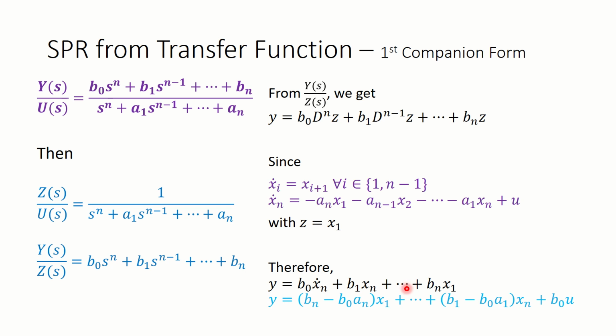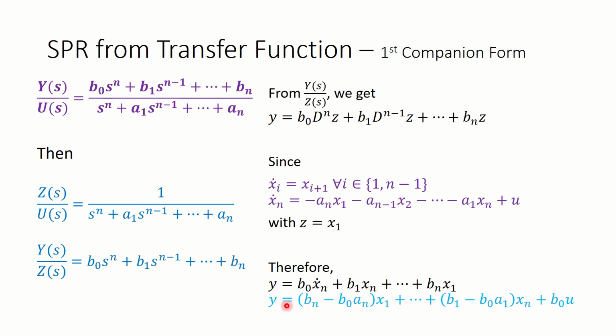Z is x1, dnz is x2, and d^(n-1)z is xn, d^n z is xn dot. And since we know what xn dot is, we don't want to keep any dot here. We want to express the y in terms of the state variables only, not their derivatives. So we know this derivative from the state equations. So we replace xn dot with this expression, and when we replace it, doing some further combinations, collecting the coefficients of the states, we get this expression.